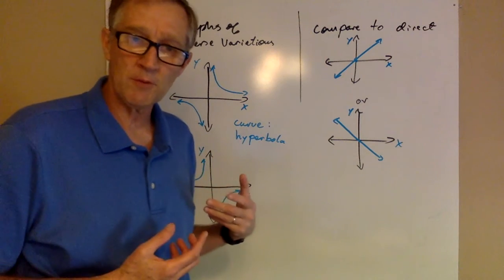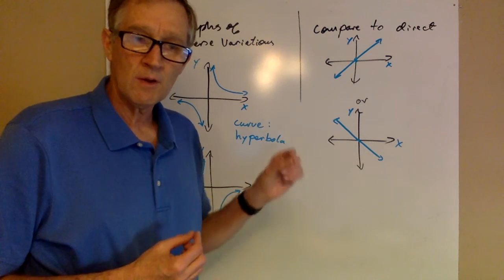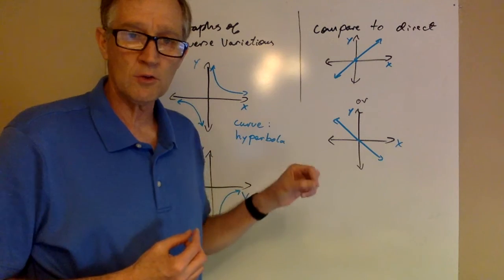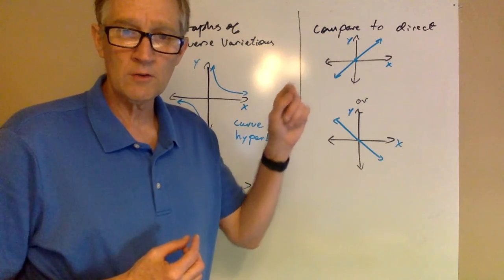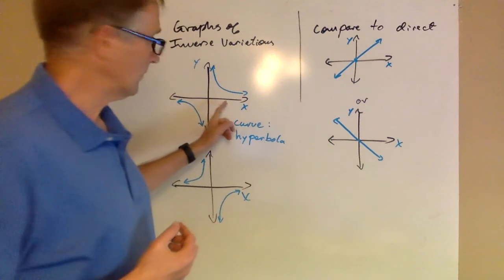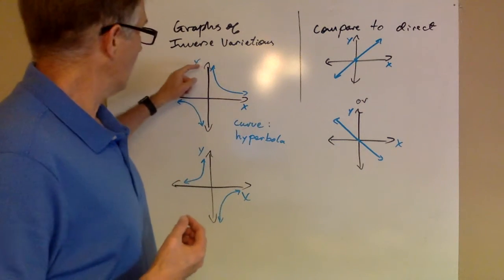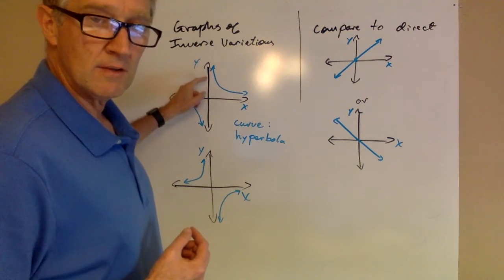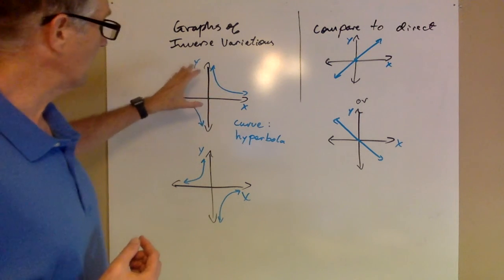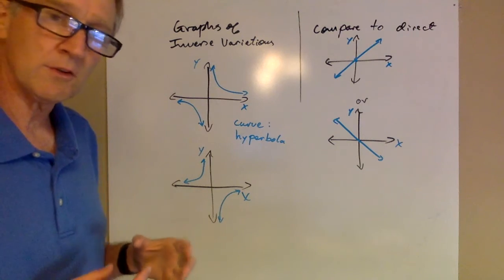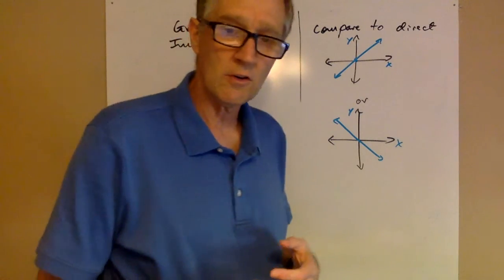Remember my first example on the previous video was 1 and 16, 2 and 8, 4 and 4. So 1, 2, 4. As x went up, y came down: 16, 8, 4. So that's a classic inverse relationship. There are a lot of these things in nature.